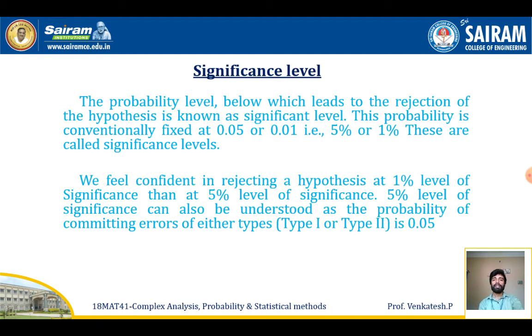Next, significance level. The probability level below which leads to the non-acceptance of the hypothesis is called the significance level. This probability is conventionally fixed at 0.05 and 0.01, or 5% and 1%, called the significance level. We feel more confident in not accepting the hypothesis at the 1% level than at the 5% significance level. The 5% level of significance can be understood as the probability of committing errors of type 1 and type 2 being 0.05.